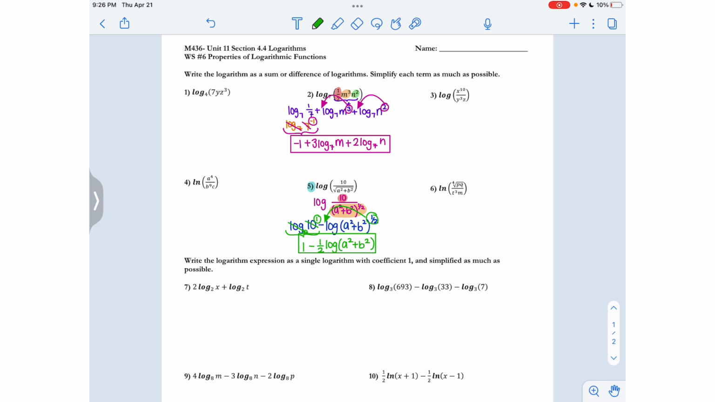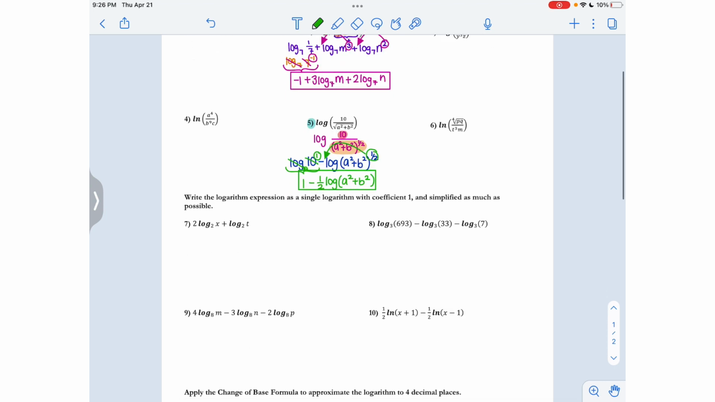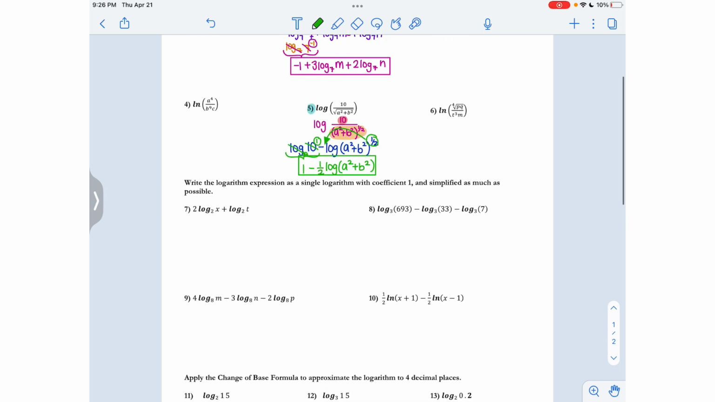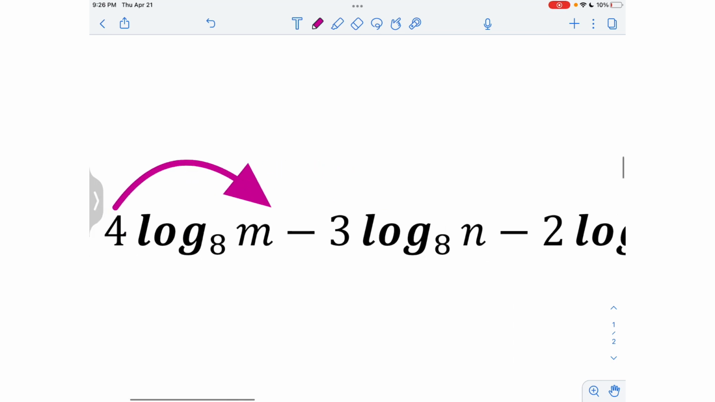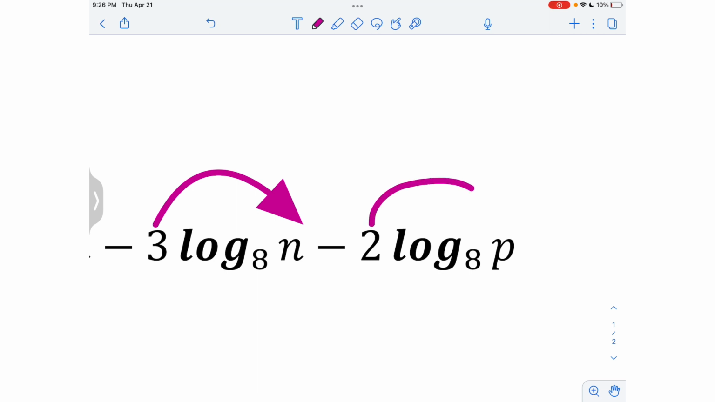And then I'm just going to switch on down to doing some condensing. So I would like to do problem number 9. For problem number 9, we're just going backwards from what we just did. We are going to take anything that is in front and bring it back up to become an exponent. So I'm going to put the 4 up, I'm going to put the 3 up, and I'm going to put the 2 up.